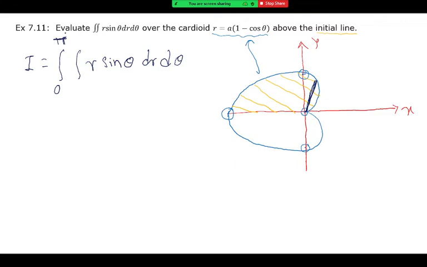What about the inner limits? What will be the limits for r? Where is the inner end touching? The region is connected to the origin, and when the region is connected to the origin, r is always 0. That is the inner limit. The inner end touches the origin, and the region starts from there. What about the upper end? The upper end touches r equal to a into 1 minus cos theta. Those are the limits of r.